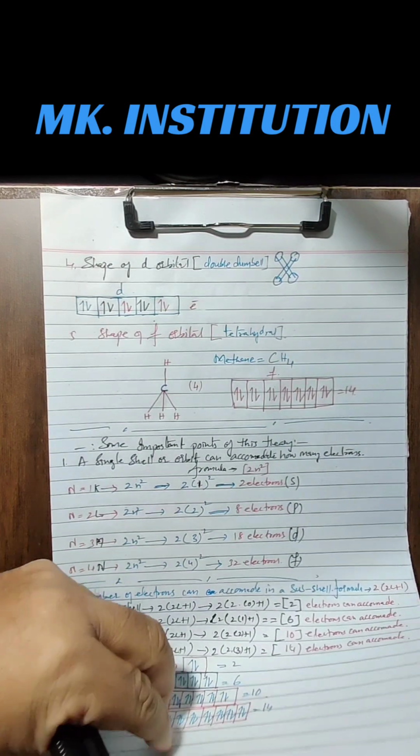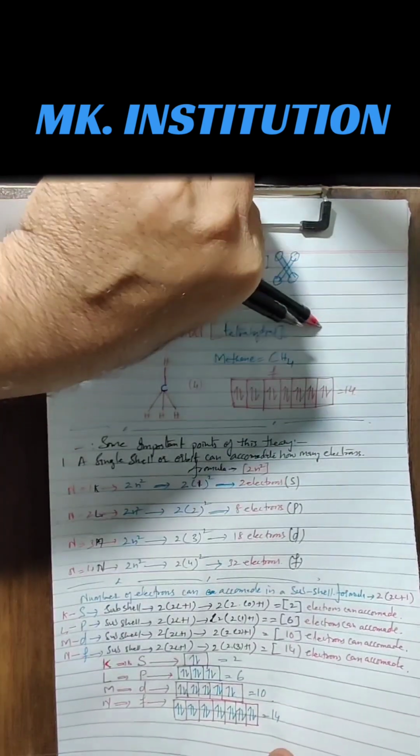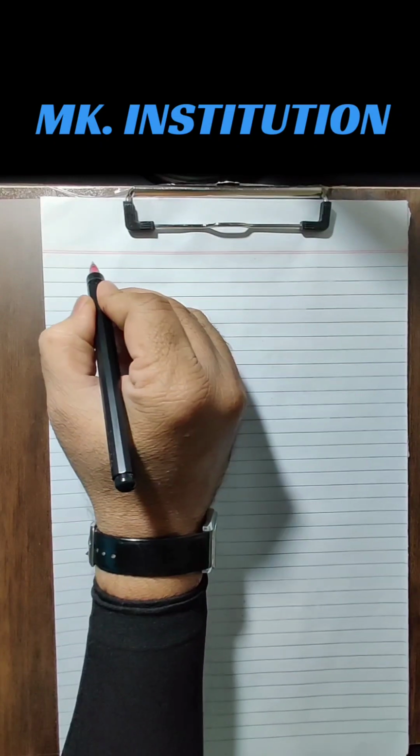Now after this, I'll show you Hund's rule. If you know Hund's rule clearly, then you can do the electron configuration. Very important topic now: electron configuration, how to do the electron configuration for different elements. For that, you should know what Hund's rule means. What is Hund's rule?